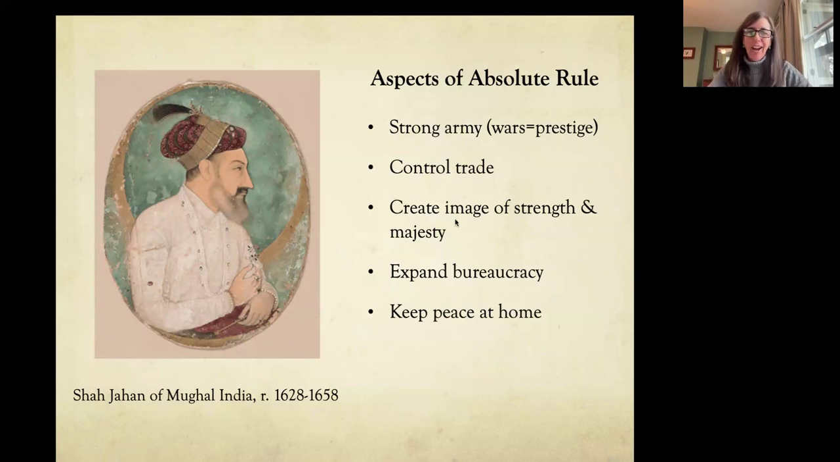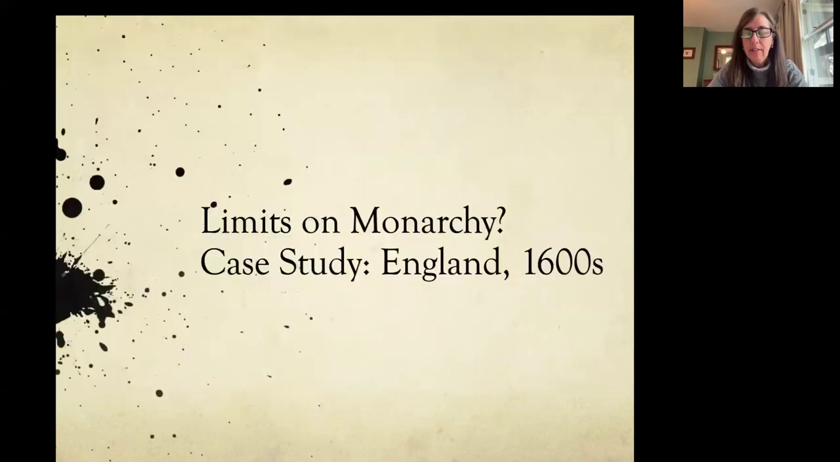Yes, we're gonna get there. And also you want to keep peace at home, right? Of course. So you don't want your people being invaded. You don't want to be killing people on the street corners, right? You want them to prosper and feel like they can invest in their business and life.